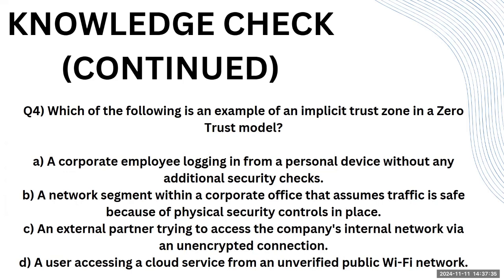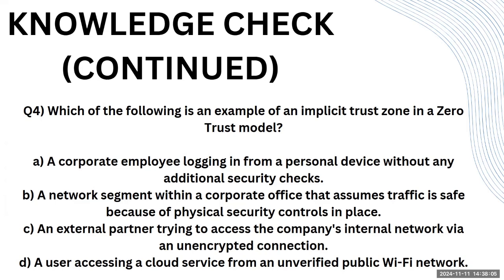Question 4. Which of the following is an example of an implicit trust zone in a zero trust model? So which one of these 4 is an implicit trust zone or can be considered as an implicit trust zone? A network segment within a corporate office that assumes traffic is safe because of physical security controls in place.